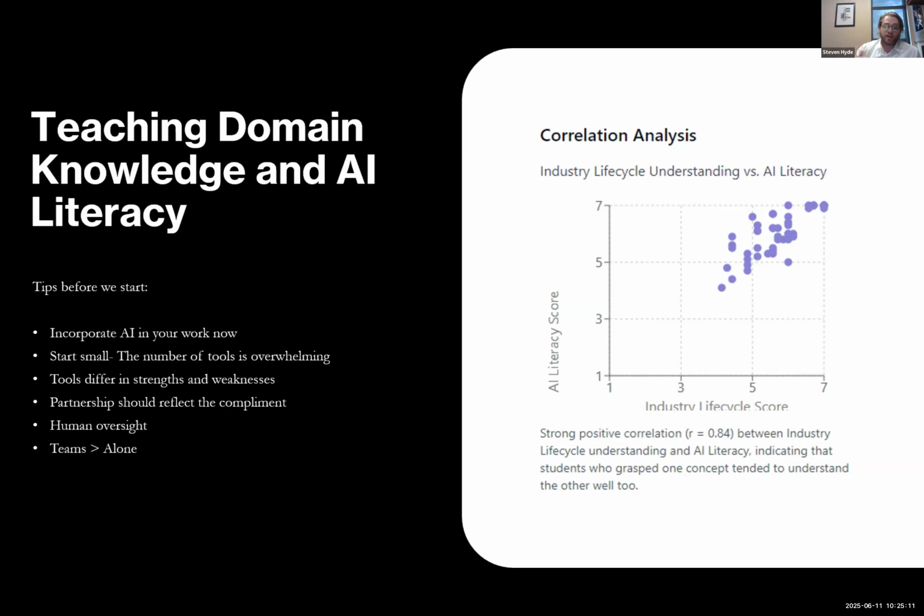I would recommend starting small. The numbers of tools and AI things that are out there is pretty overwhelming. So I wouldn't go too far in the deep end, right? So start small. As you work on it, what you'll find is that some of these tools have strengths and weaknesses, which become important when you are trying to build an effective partnership. And so it's important for you to understand that, as well as maintain human oversight.